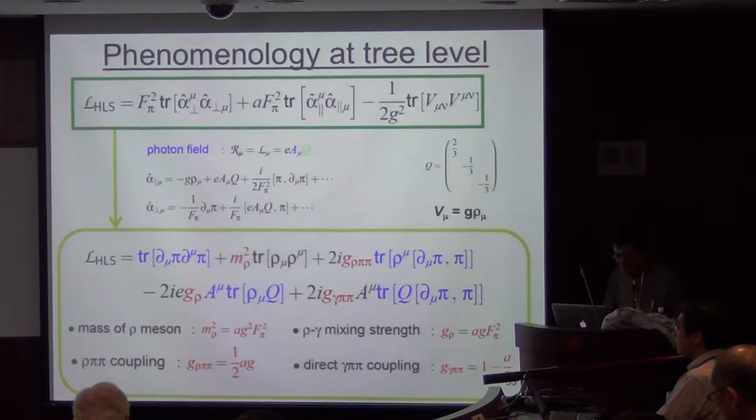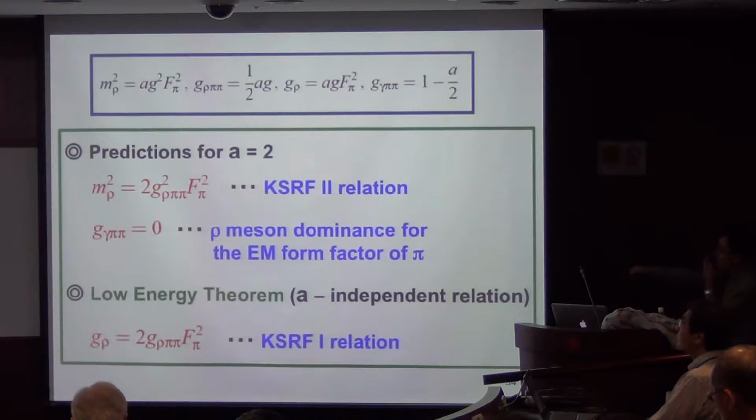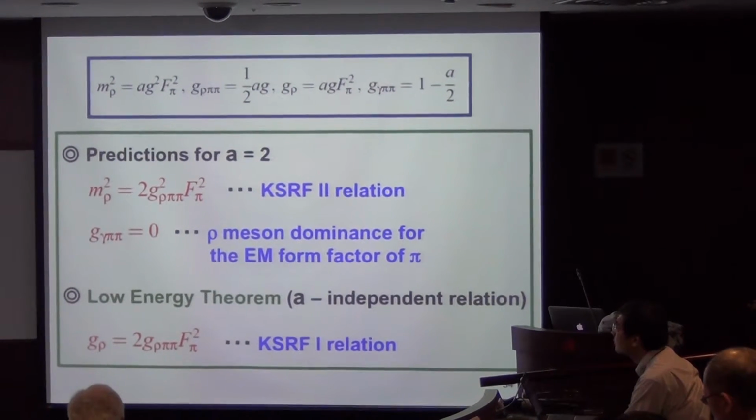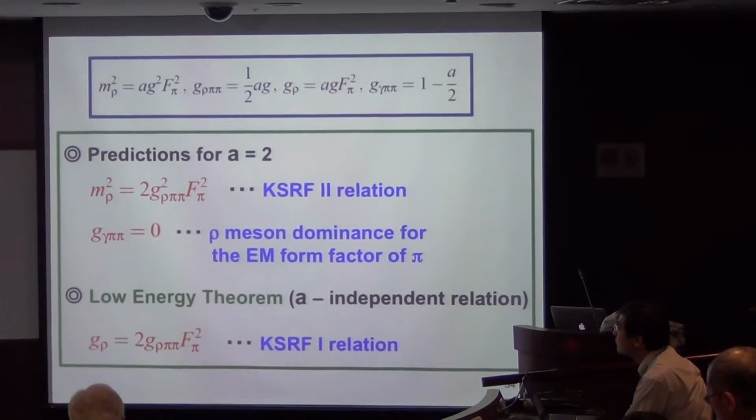Then as you can easily see, there are 4 quantities which I showed, but they are written in terms of 3 parameters. And there is one non-trivial relation, which is called the KSRF relation of hidden local symmetry. So you can easily see that in this relation form, g rho is given by 2 times this.